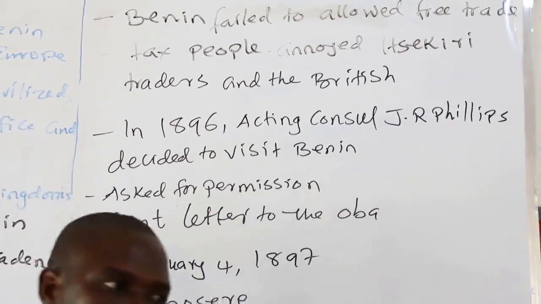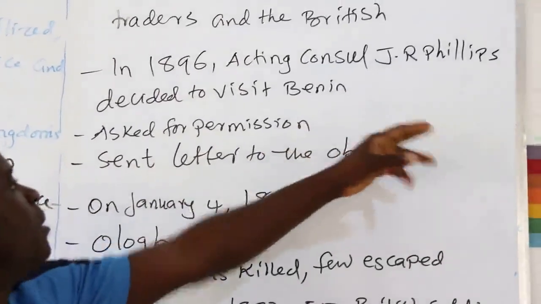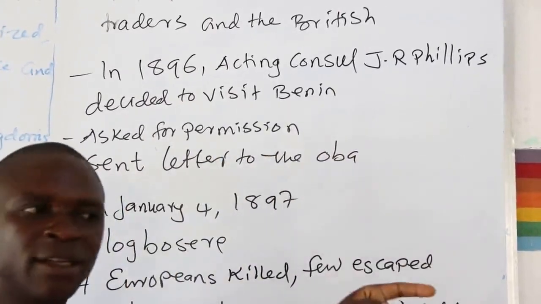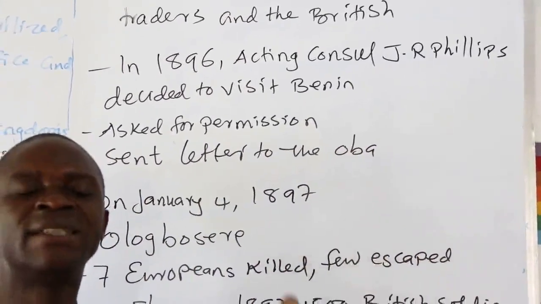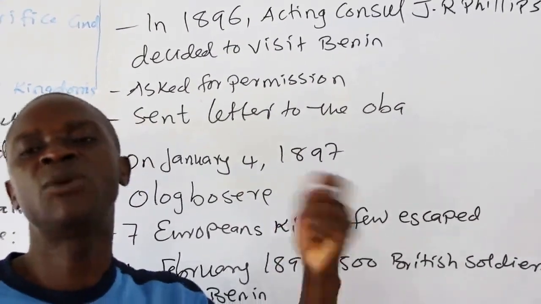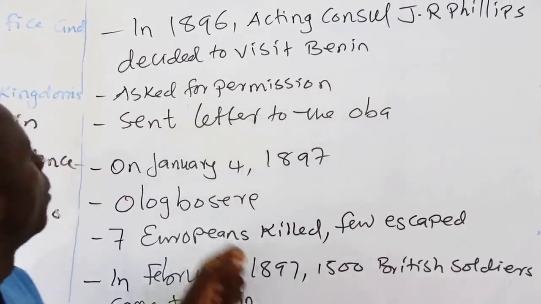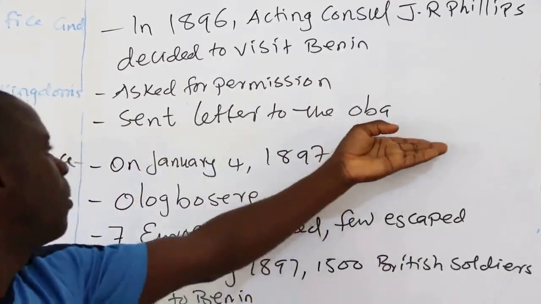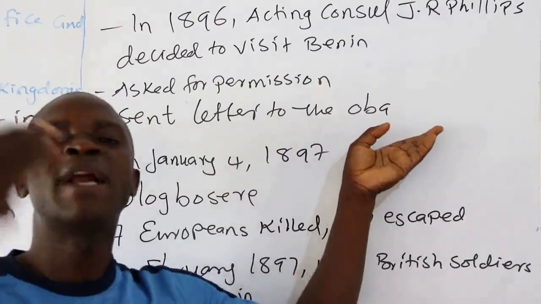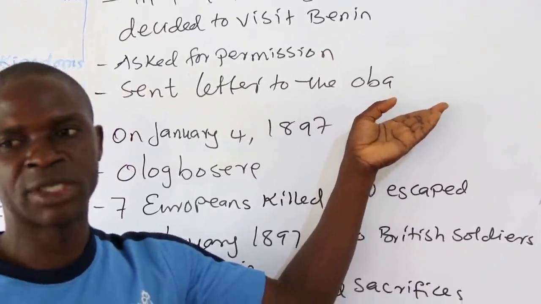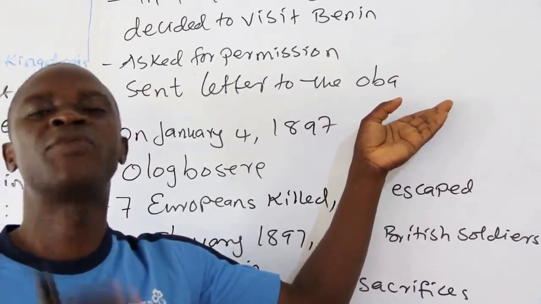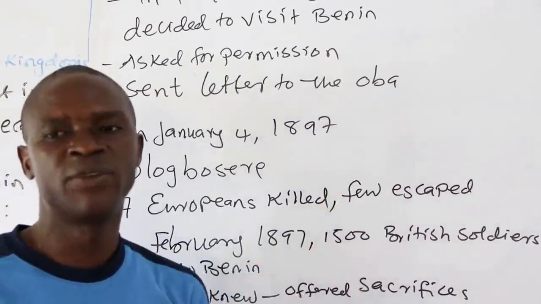But without the permission, J.R. Phillips decided to send a letter to the Oba of Benin, informing him that he was coming into Benin to visit him. Now, when the letter was sent, the Oba replied to J.R. Phillips that the timing of his visit was not conducive for him.